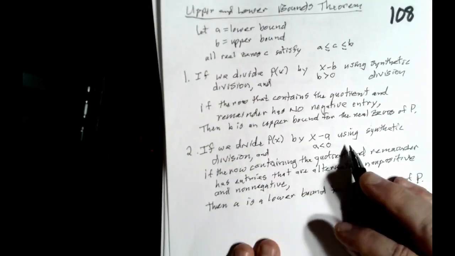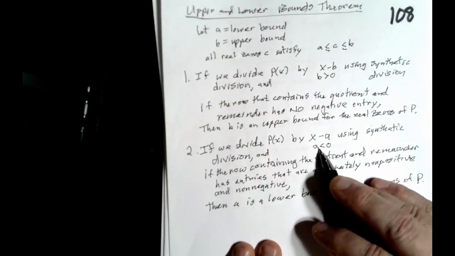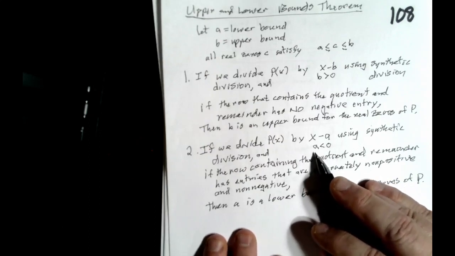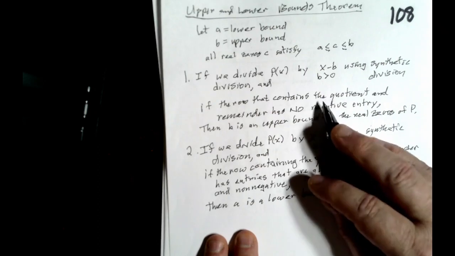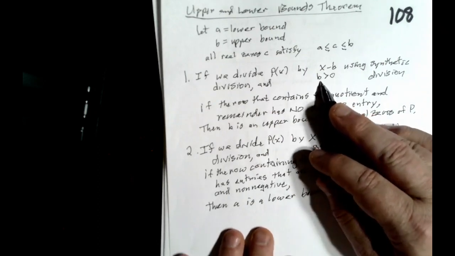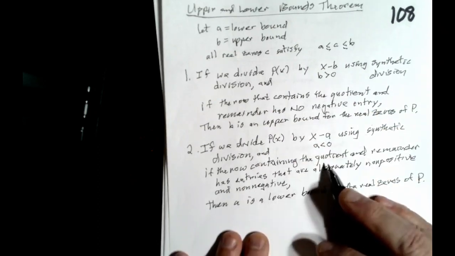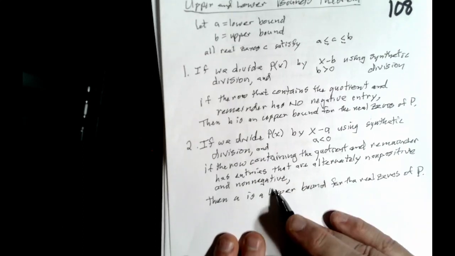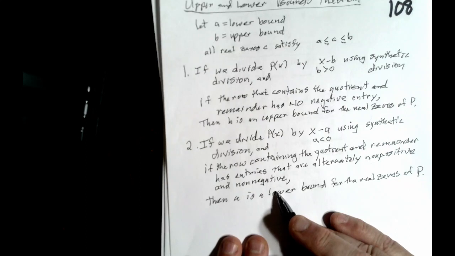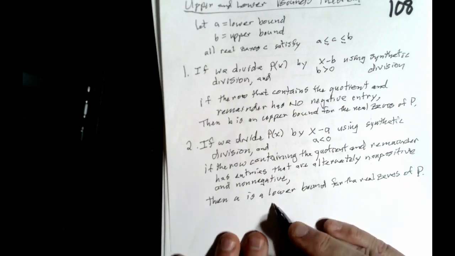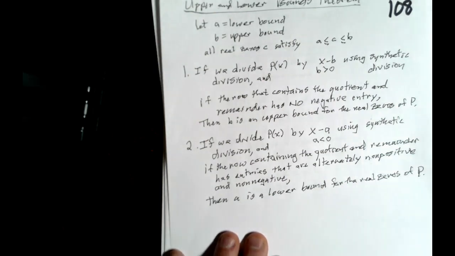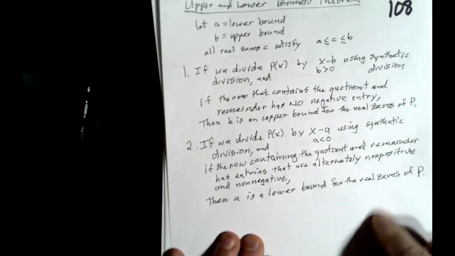Now for lower bound, if you're dividing by A and A is negative, notice for the lower bound, the number you're dividing by has to be negative. For upper bound, the number you divide by has to be positive. Okay, so now if you have that last row, and the entries alternate between non-positive and non-negative, okay, so non-positive would be 0 or negative, and non-negative would be 0 or positive, 0 can be either one, then A is a lower bound, and you wouldn't try any numbers lower than that.